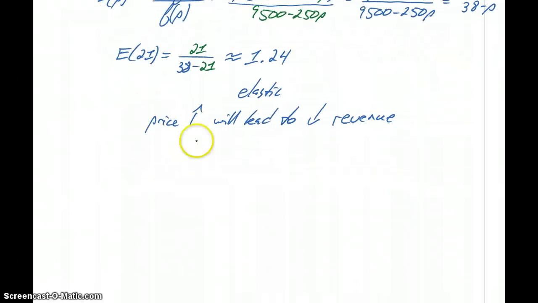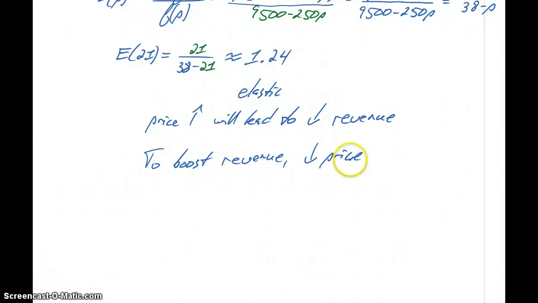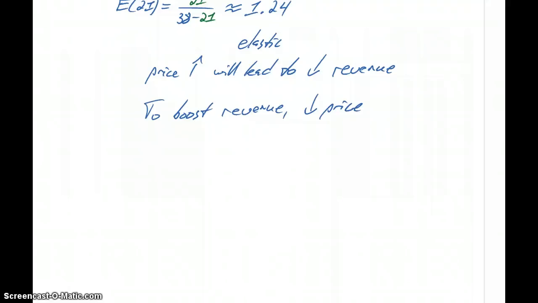So even though the question isn't asking for it, we can provide the correct interpretation or the correct advice. So to boost revenue, we should decrease our price. So charging less will bring in more customers who want to buy our product and will more than compensate for that decrease in price per item. So in the long run, we'll actually end up making more money.